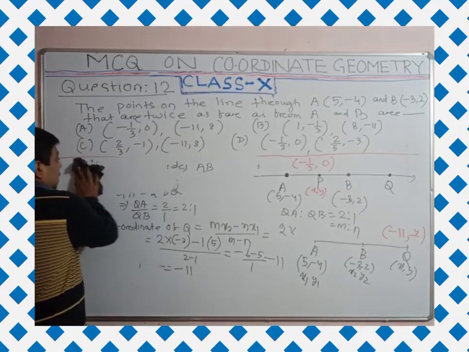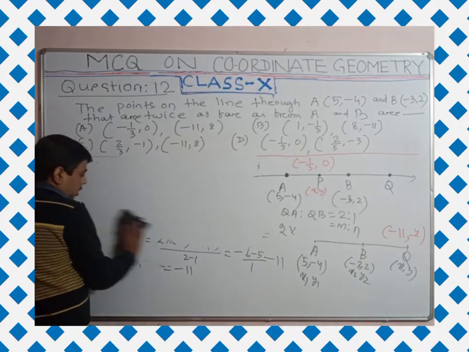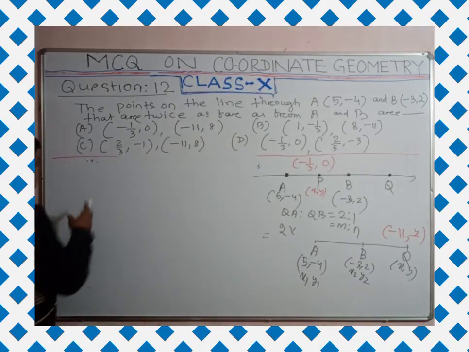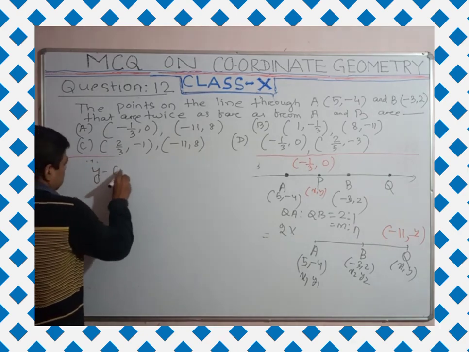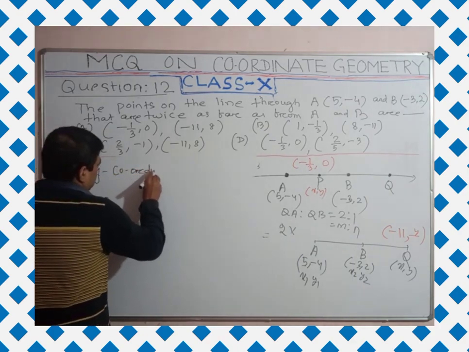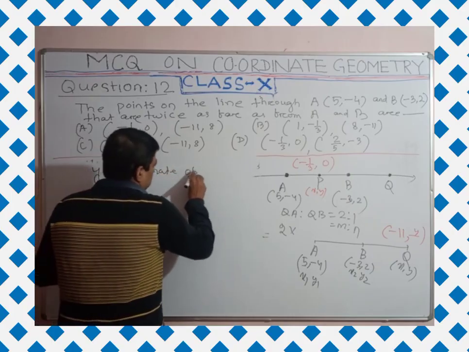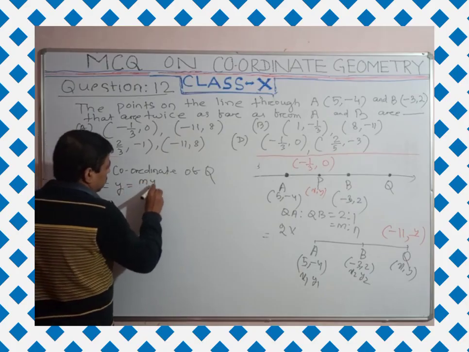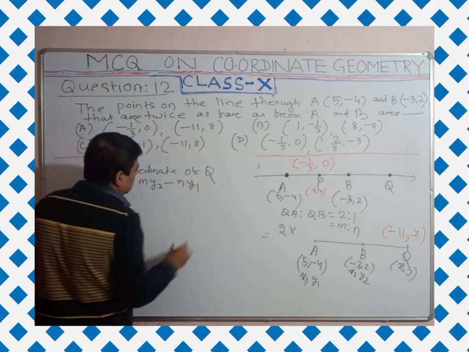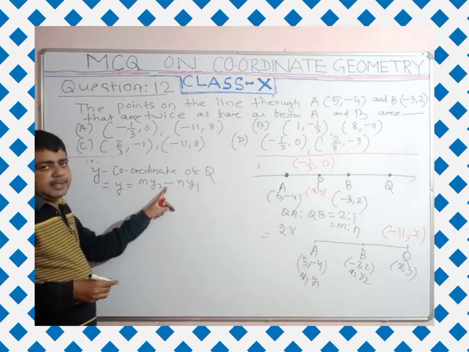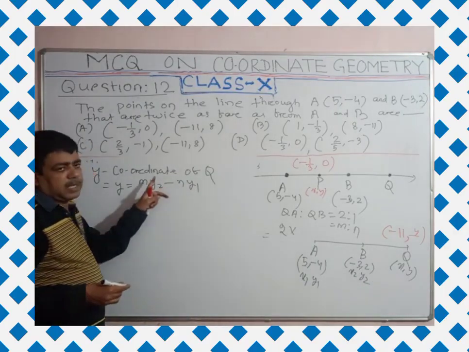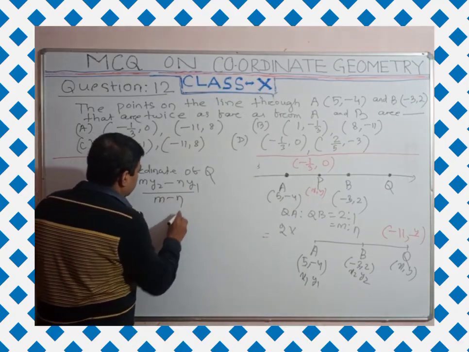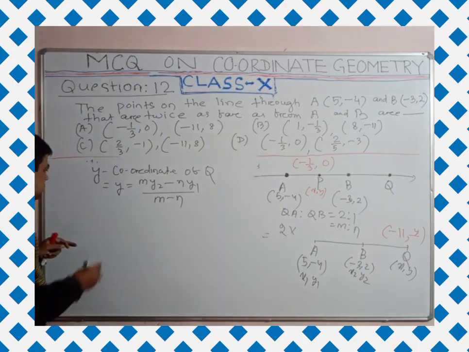Okay. Similarly, find the y coordinate of the point Q. The y coordinate of the point Q, that is the y value, is equal to (my2 minus ny1) divided by (m minus n). In the internal section formula, the only difference is the sign: in the case of the internal section formula the sign will be plus, and in the case of the external section formula, the sign is minus. Understand?